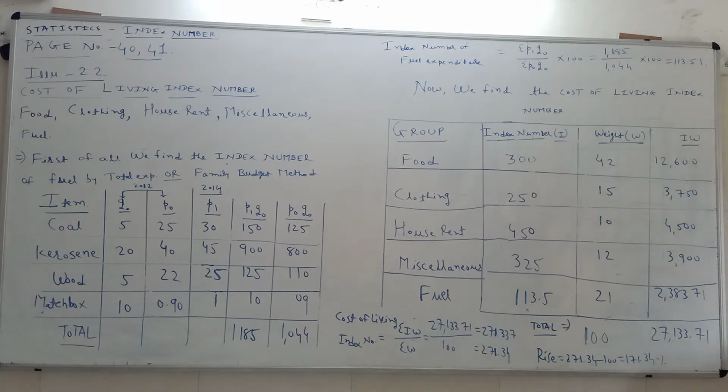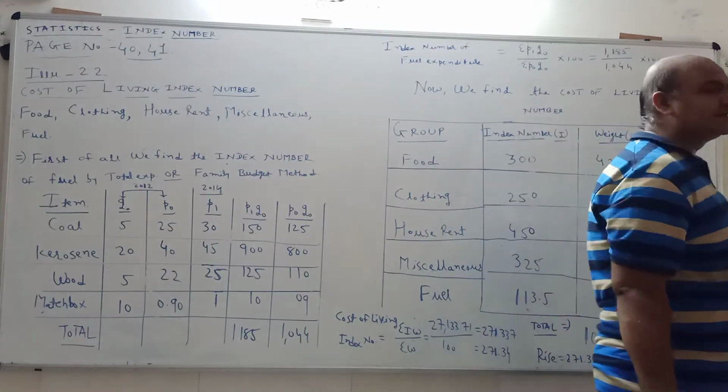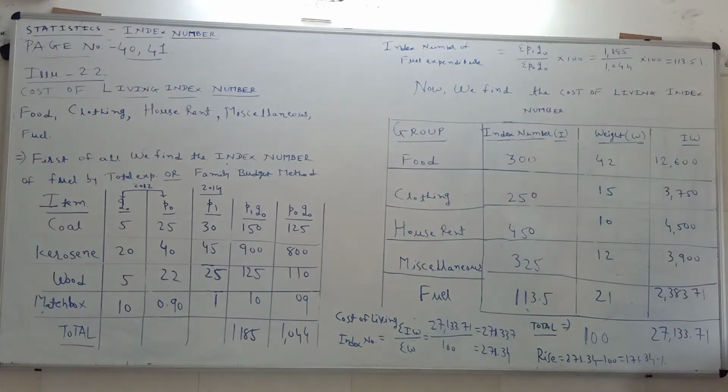The sum is not over yet. The picture is still remaining, only half of the sum is done. Our purpose is to find the cost of living index number.